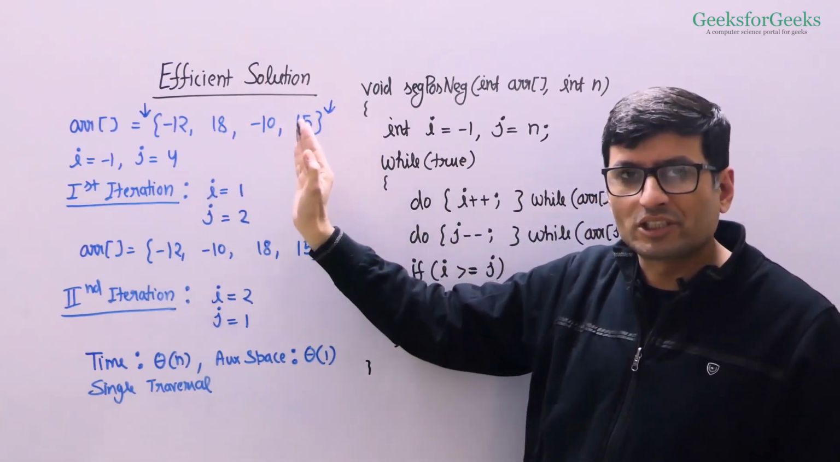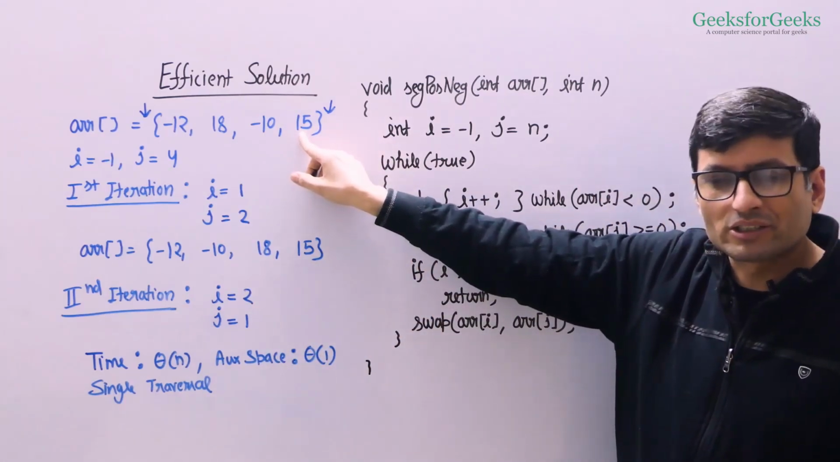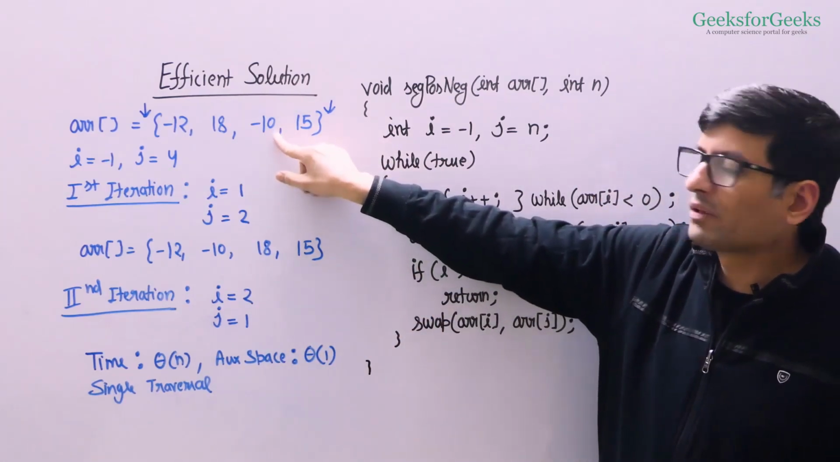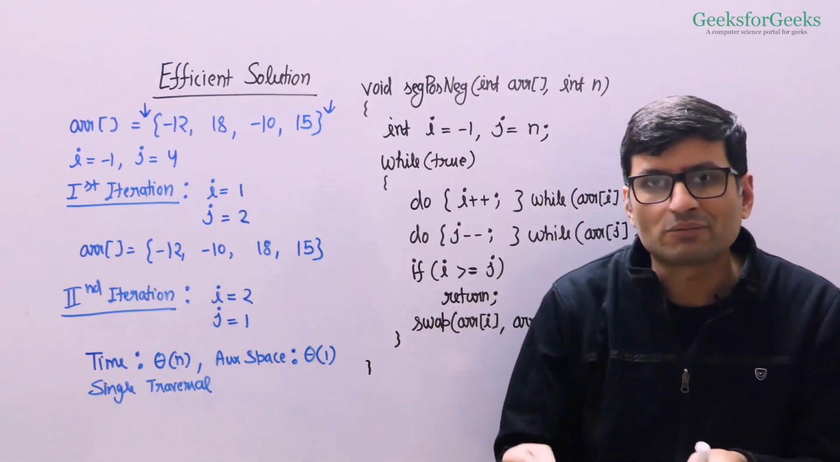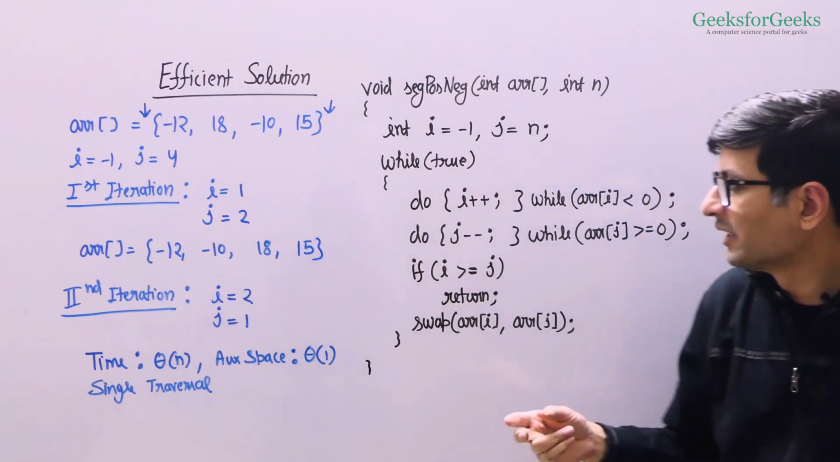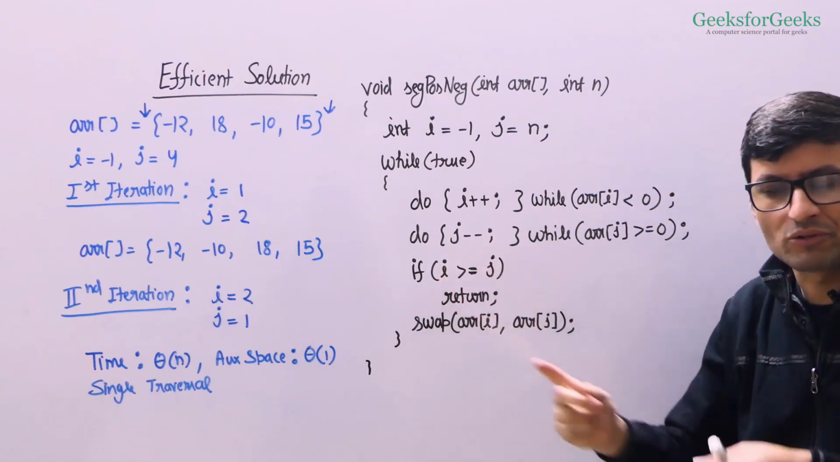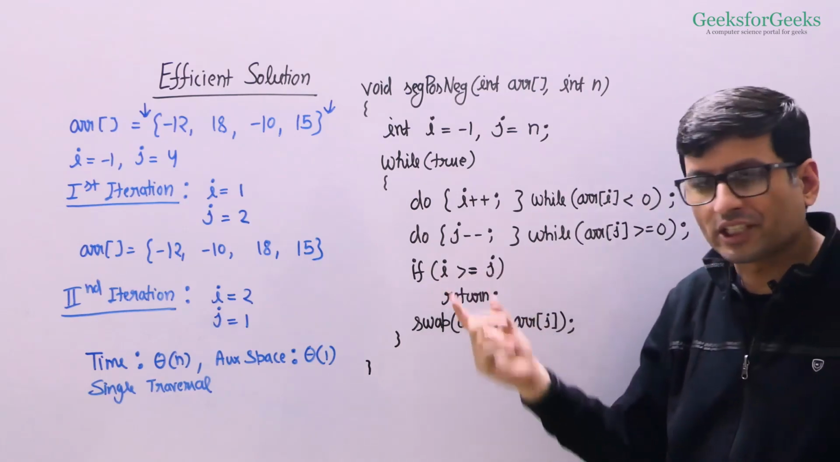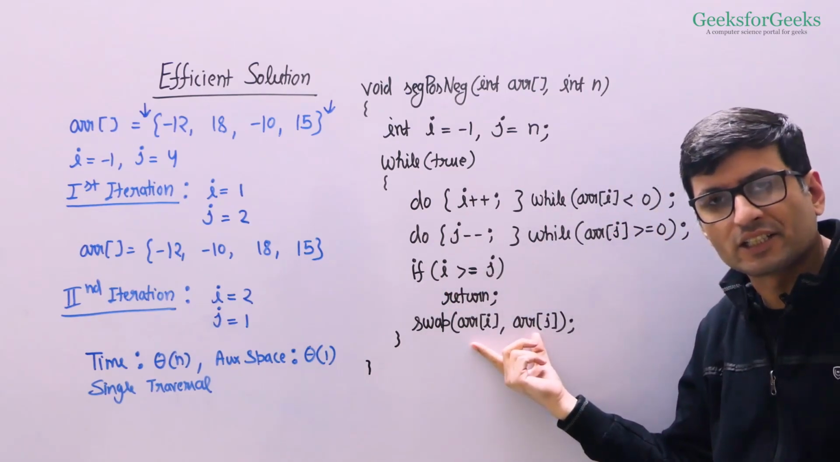Same thing will happen with j. It's a do while loop. It will begin from here. It will continue here because it's greater than 0. It will stop here. So they both stop at the point where the elements should be swapped with each other, right? And since i is not greater than or equal to j, they have not crossed each other. This condition is for checking whether they've crossed each other or not. The elements arr[i] and arr[j] are swapped.